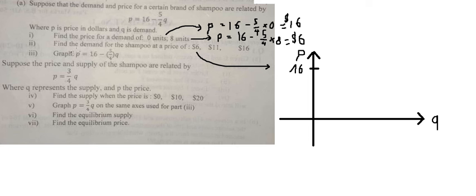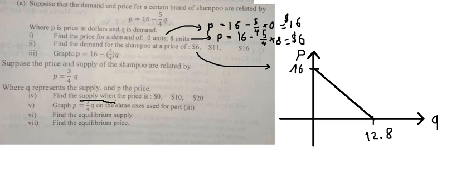So when P is equal to 0, we put number 0 in here and we move number 16 to the left and we divide both sides by negative 5 over 4. You will get 12.8. And the graph should be like this. And this is the graph of demand in here. Now we go to supply.